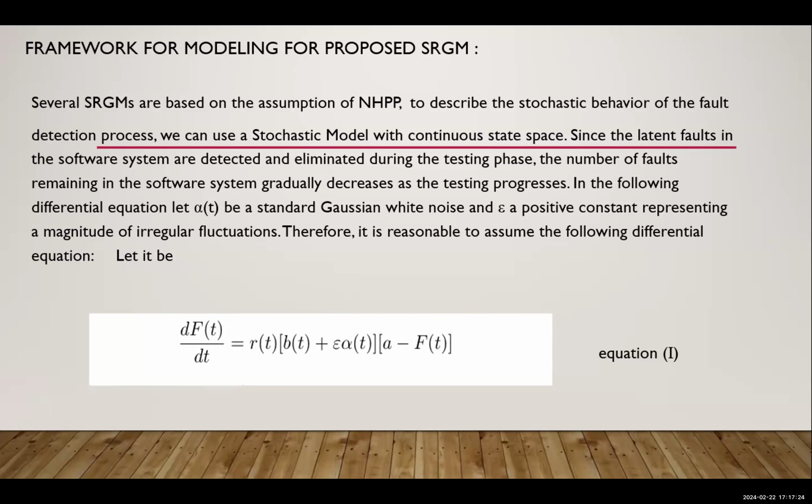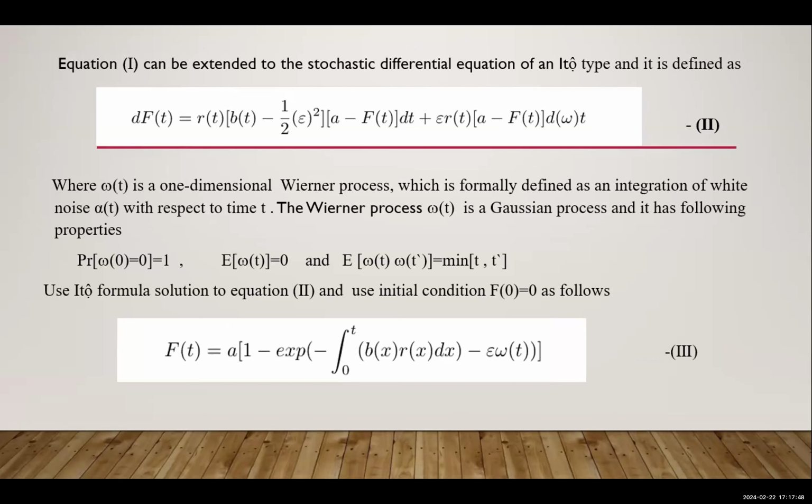which is defined by equation number 1, where f of t represents the total fault detection and R(t) the external factors, where A represents the total fault count, epsilon represents the irregular fluctuation magnitude, and alpha t is a standard Gaussian white noise process. So by using the Itô type SDE, we solve this differential equation first.